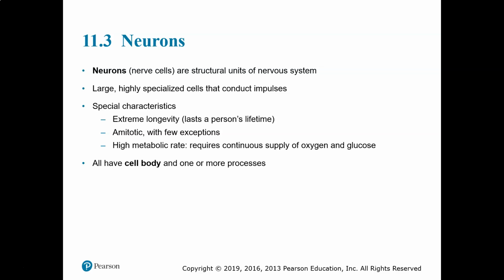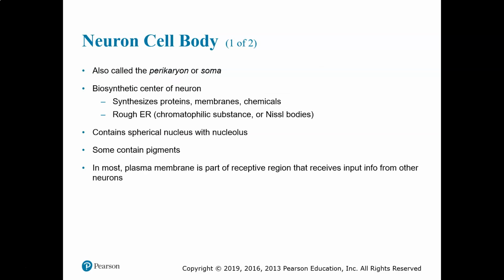All right, neurons themselves, again, are nerve cells. Neuron is just another word for nerve cell. The body of the neuron is either called the perikaryon or the soma. I prefer soma, or just simply cell body. But it is also called the perikaryon. In the cell body, things that happen in other cells happen in neurons as well, like synthesizing proteins, membranes, chemicals.